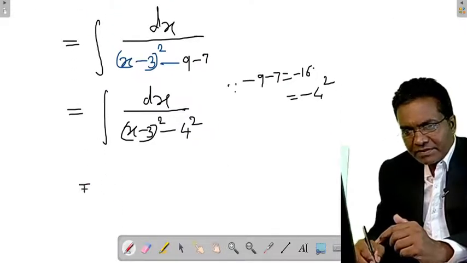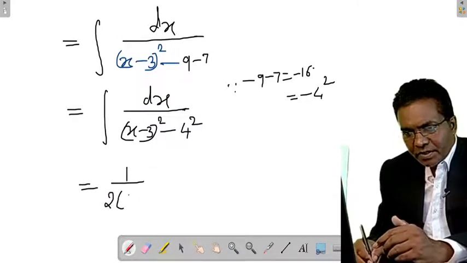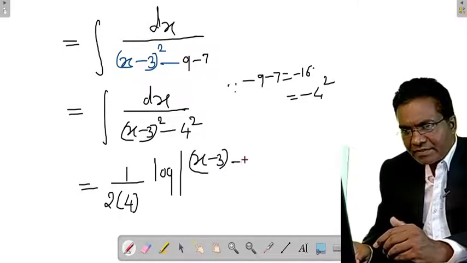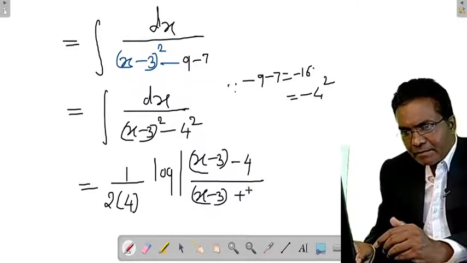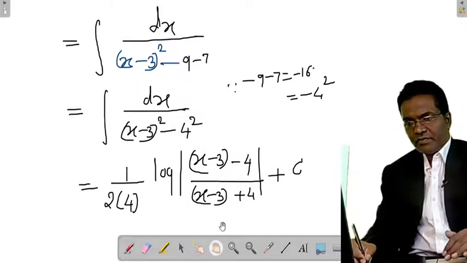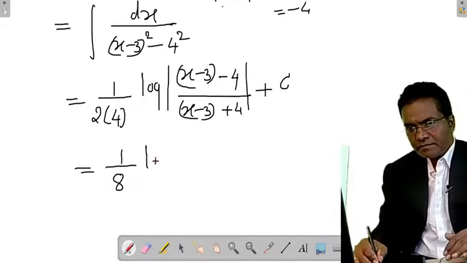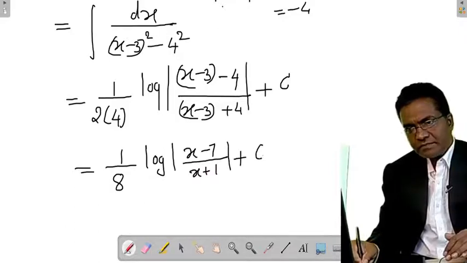Now directly use the previous result. It is of the form 1 by x square minus a square. So it is 1 by 2a into log of x minus 3 minus 4 by x minus 3 plus 4 plus c. If you want further, you can write it in a more simplified form. It's 1 by 8 log of x minus 7 by x plus 1 plus c.